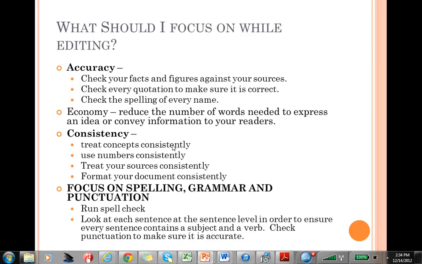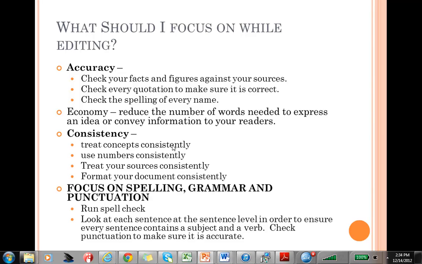What should I focus on while editing? When you're editing, you want to look at accuracy. You want to make sure that all your facts and figures are correct, and you want to check them against your sources. You want to check every quotation to make sure it's correct. You will be surprised about how many mistakes you'll make in your quotations. This is the most common mistake. You want to check the spelling of every name if you're using someone's name, including your professor's name. Sometimes students spell my name wrong on the heading of their papers. Make sure you spell the names of your sources correctly.